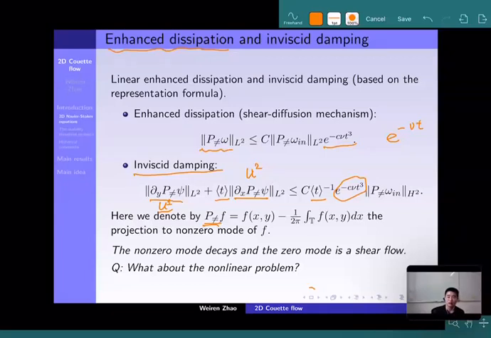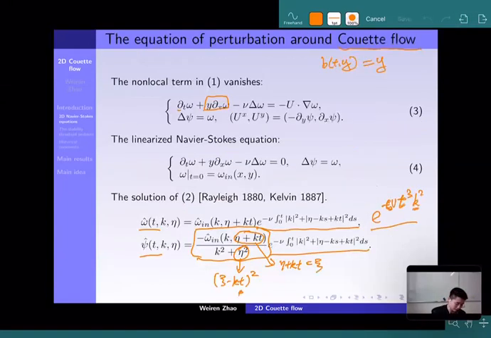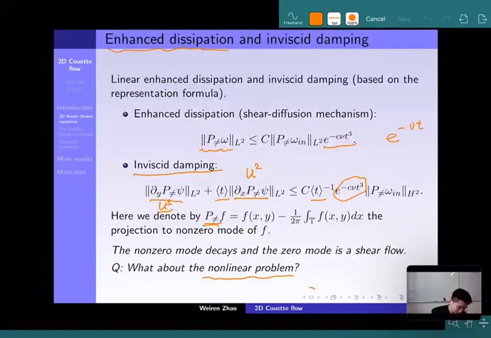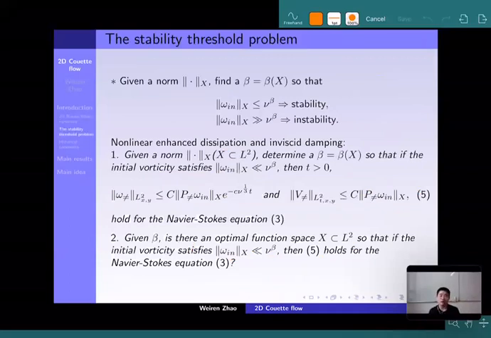So a natural question to ask is: what about the nonlinear problem? What about the nonlinear system? Of course, for the nonlinear system, you cannot write down the solution as easily and precisely as this one. So it's natural to introduce this stability threshold problem. The problem says that given a norm X, let's try to find some constant beta.